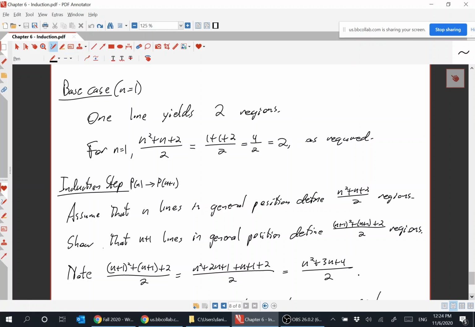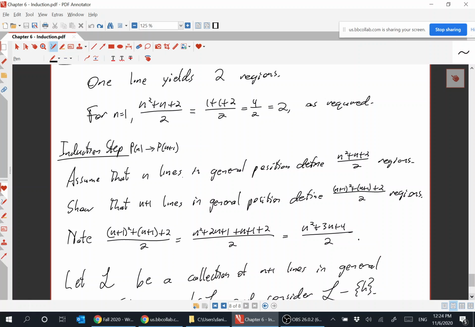All right. It's proven by induction. It may not seem like it, but it is an induction proof. One line yields 2 regions. That's the base case. For n equal to 1, this polynomial is 2. So they match. Good.